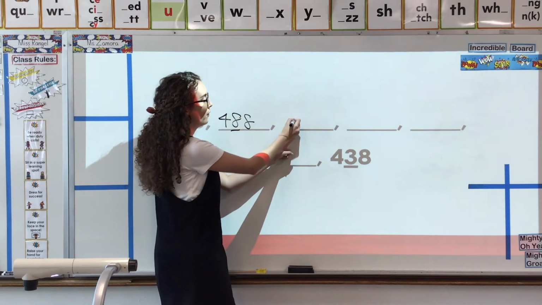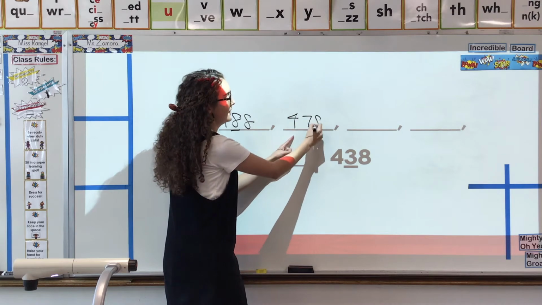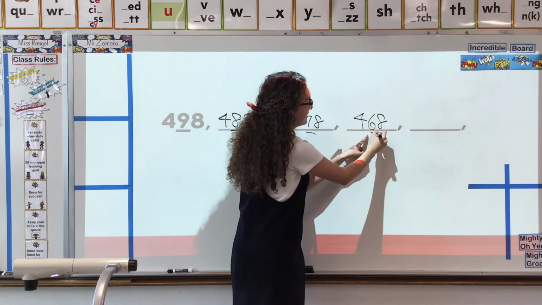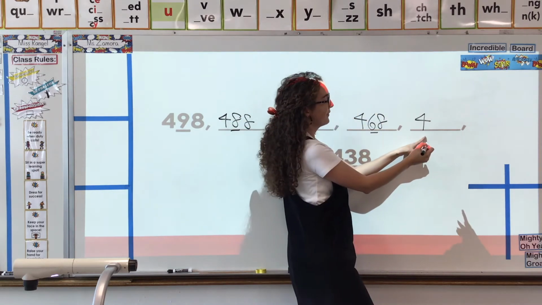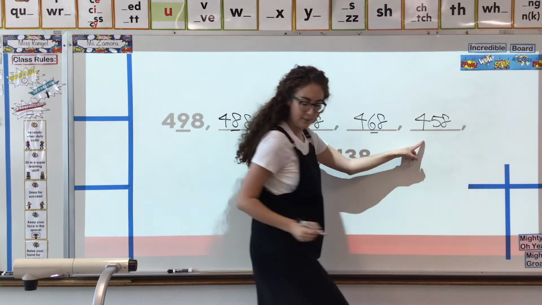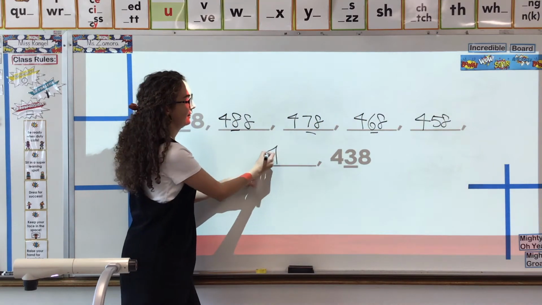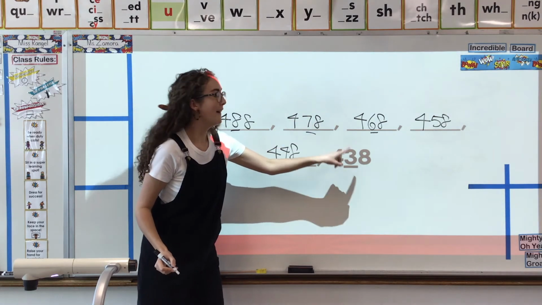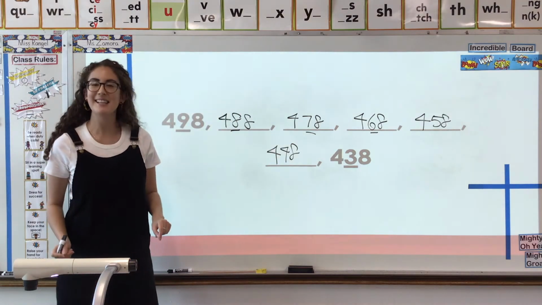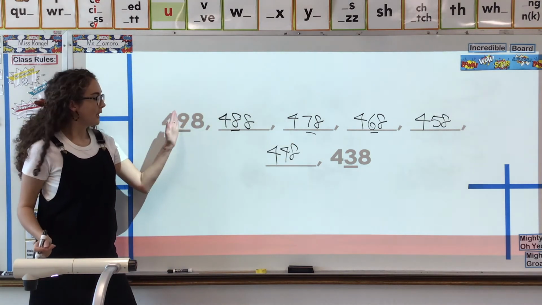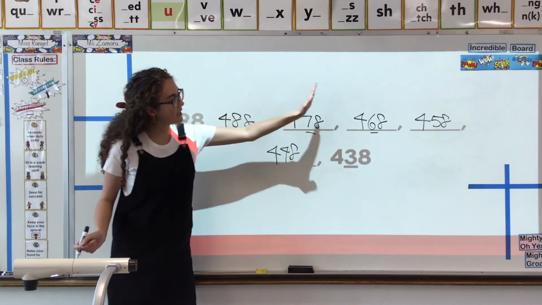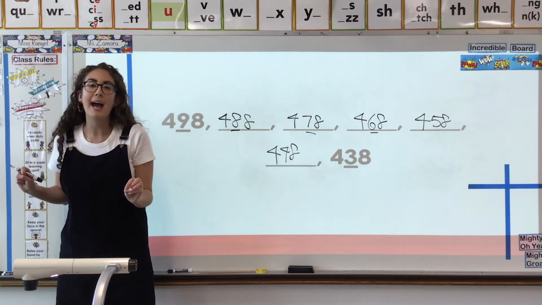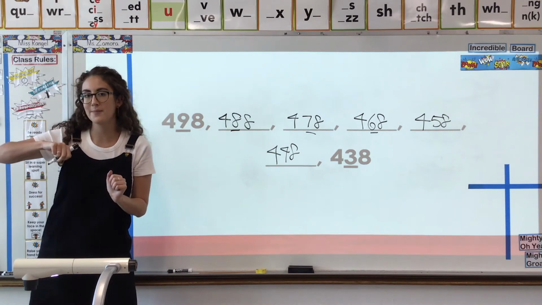Then 478 and 468. Then 458. Keep going. 448. And then we're at 438. Good job. Did you see? We went from 9 tens, 8 tens, 7 tens, 6 tens, down, down, down. We took away a 10 every time as we were skip counting down the number line.